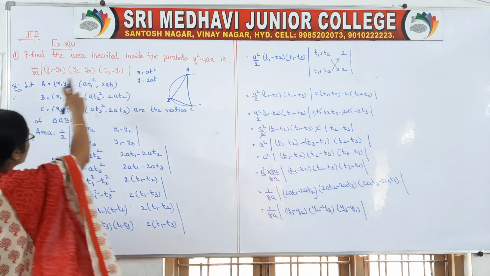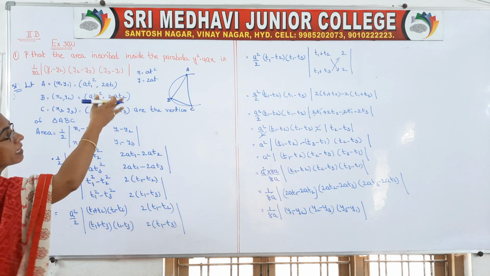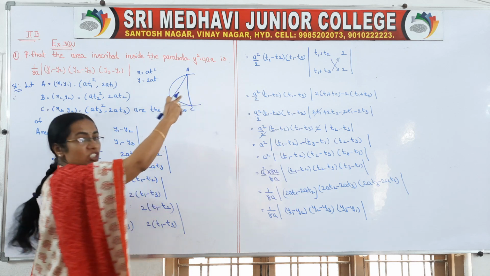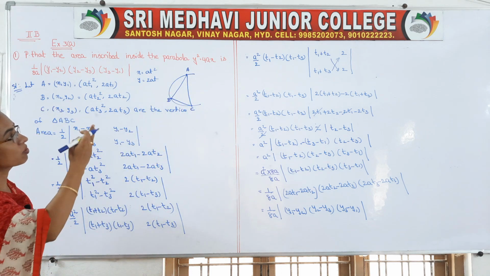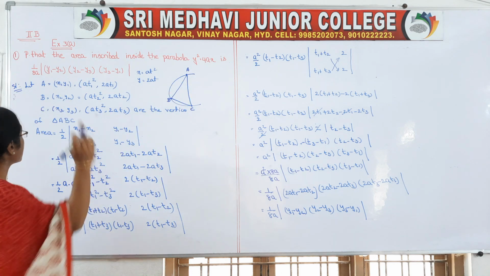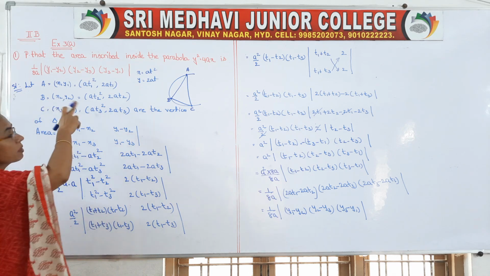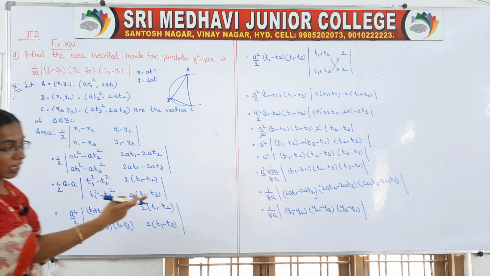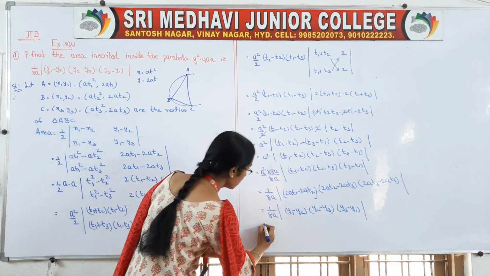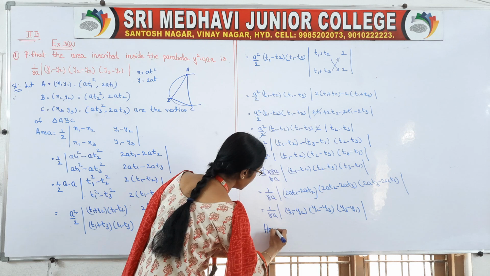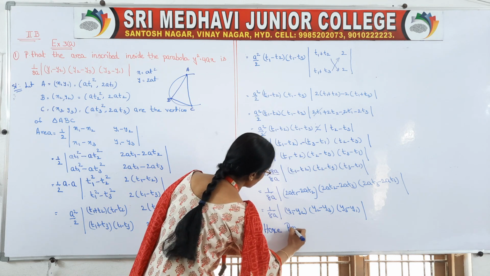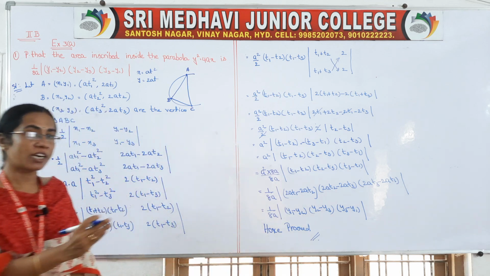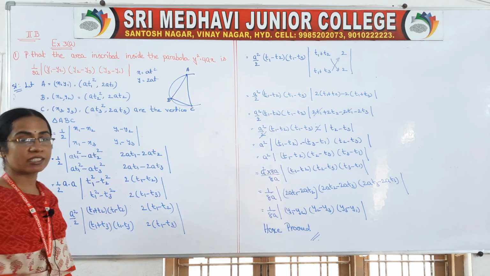Area of the triangle. Prove that the area of the triangle inscribed in the parabola y square is equal to 4ax is 1 by 8a into y1 minus y2, y2 minus y3, y3 minus y1. This is the triangle which lies inside the parabola. We got it, right? So prove that problem. So we have to write hence proved. Whenever we get prove that, show that problem, after finding the value we have to write hence proved.